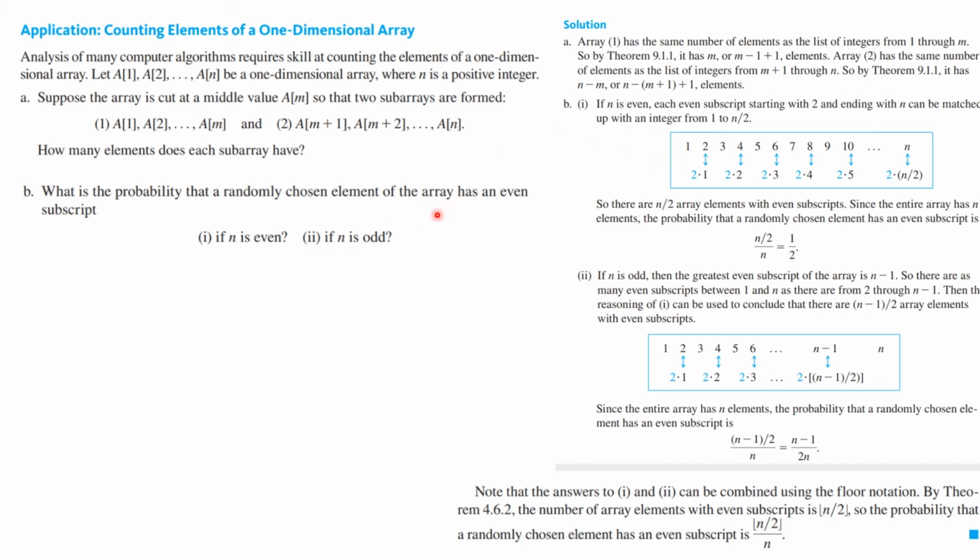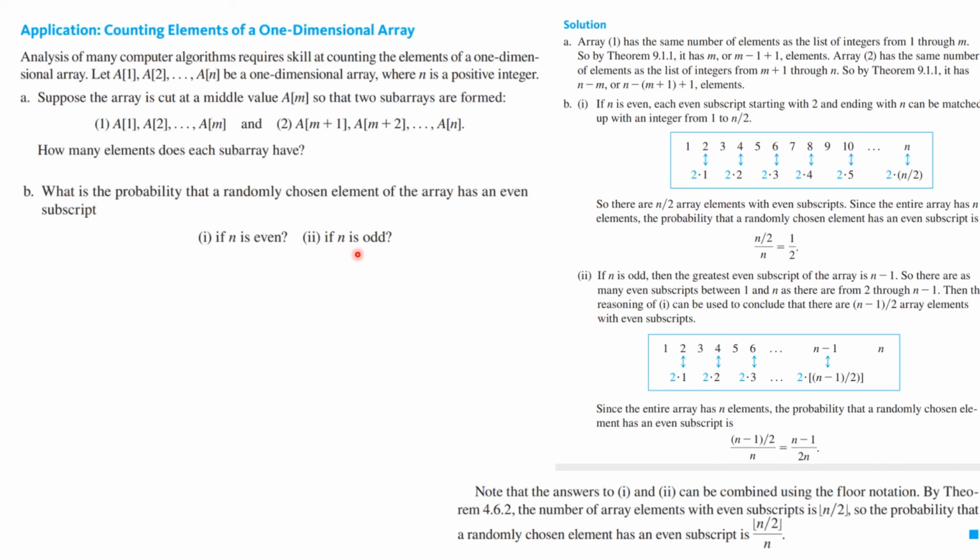Now, what is the probability that a randomly chosen element of the array has an even subscript? It really is going to depend on whether n is even or n is odd. If it's even, then we're looking at the same kind of scheme, up to 2 times n over 2. Remember, n is even, so n over 2 is an integer here. And so there are n over 2, the number of multiples of 2, divided by n, which is 1/2.